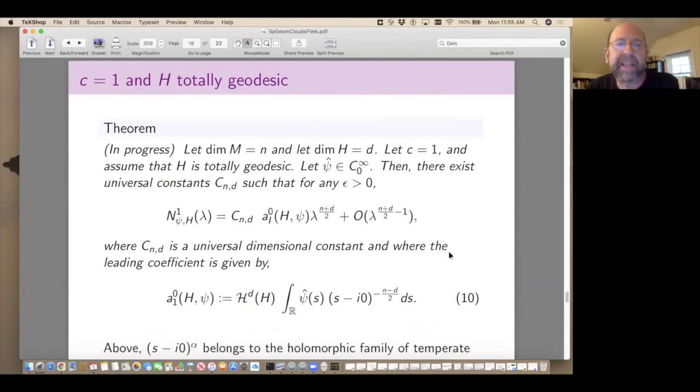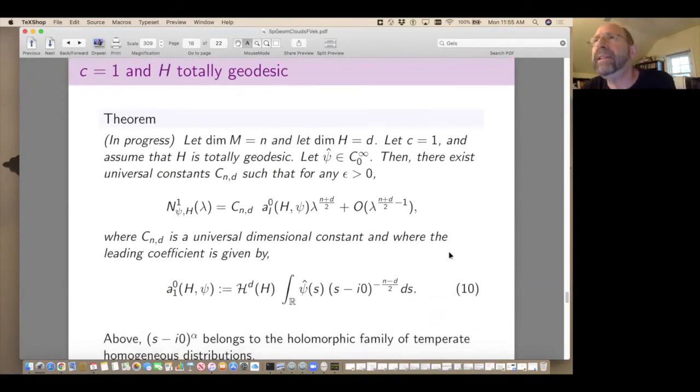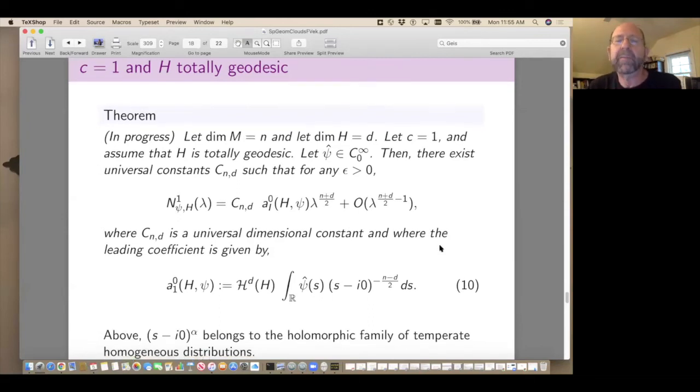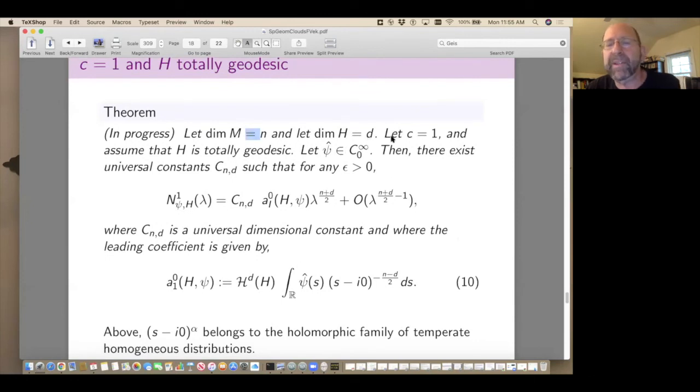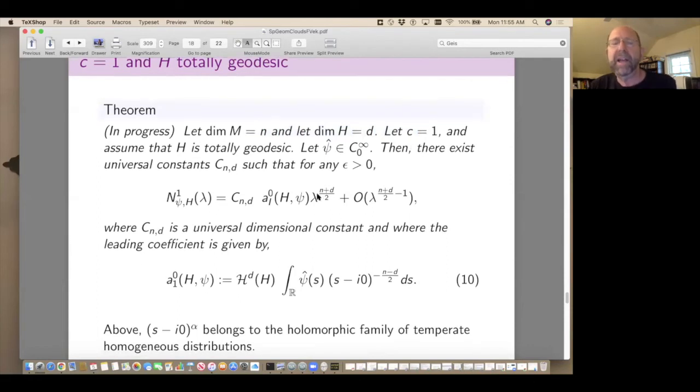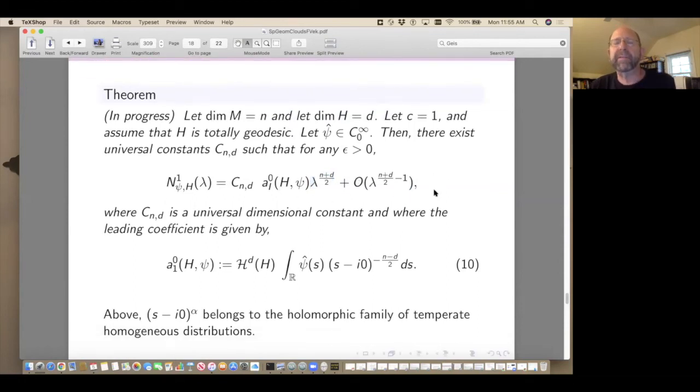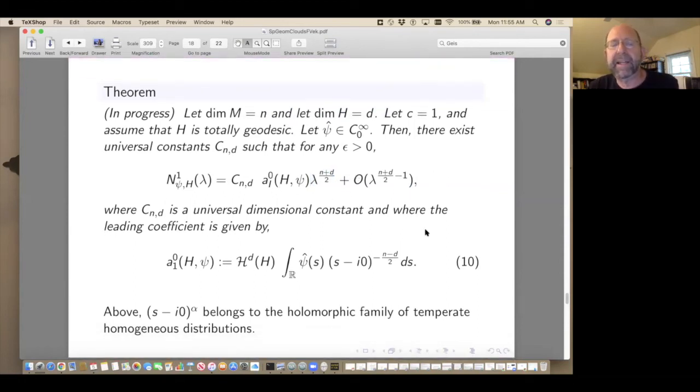And so this is a new result: when c is equal to 1 and H is totally geodesic, you get a completely different type of asymptotics than when c is less than 1, illustrating why everything kind of changes at the edge. So, again with the same notation, n is the dimension of H, and now the leading coefficient is (n+d)/2. And so it's very different. And in addition, the coefficient is of a completely different nature.